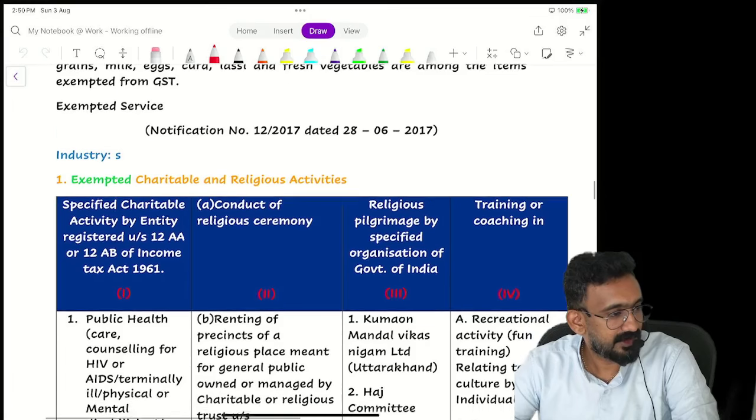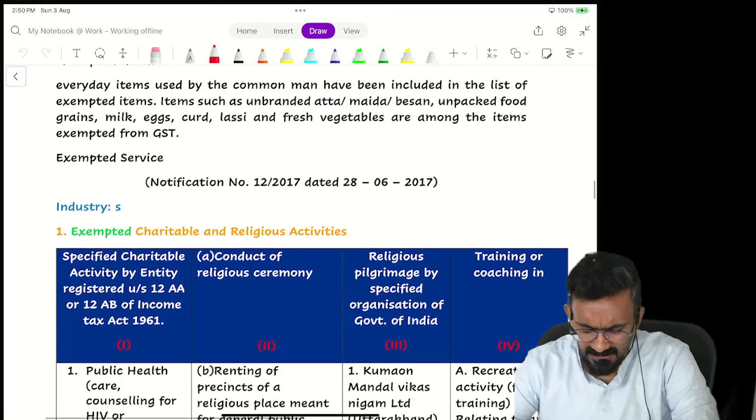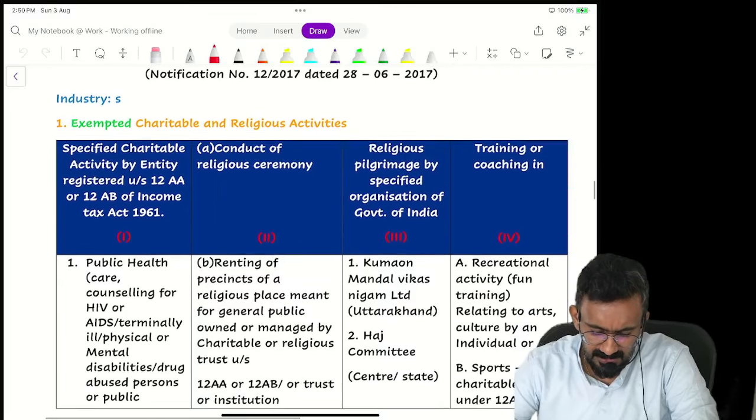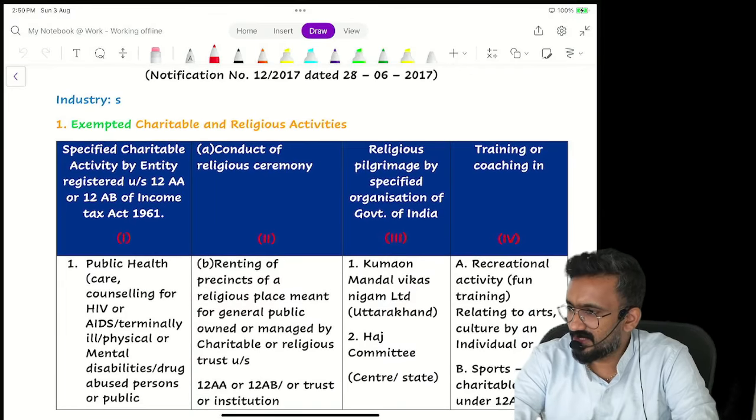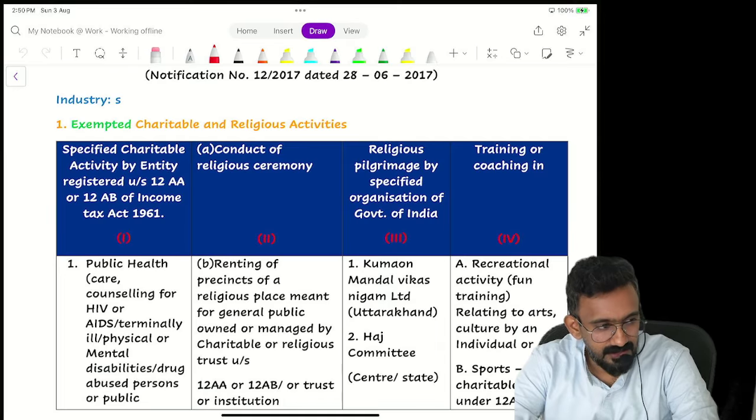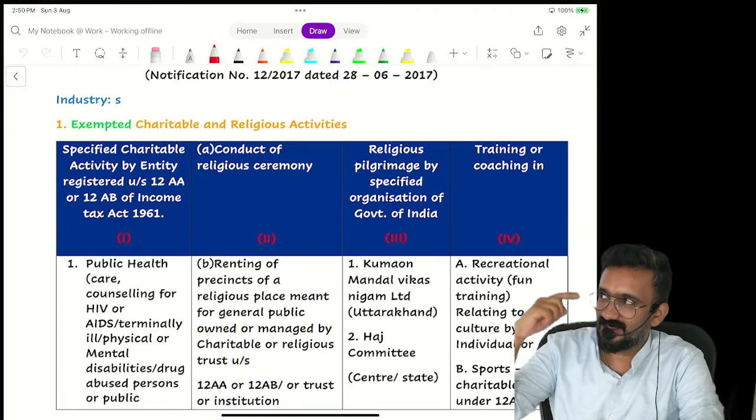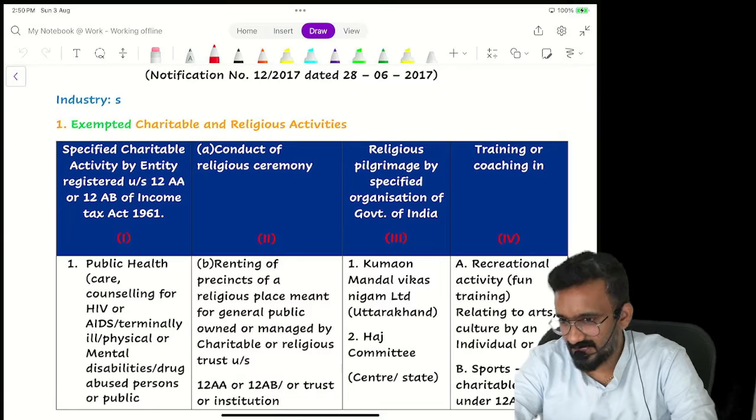Now, exempted services. Goods are also exempted. There are a few examples that I've given: fresh vegetables, curd, lassi, eggs, milk, food grains, etc. Just for example's sake. What is the notification that we are learning now? Notification 12/2017. I already taught you this notification number. 12, 13, 9, 10. Right?